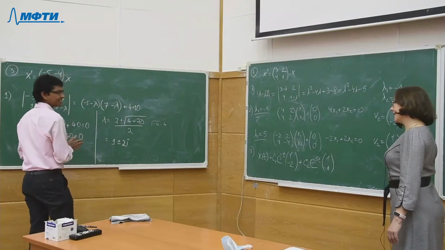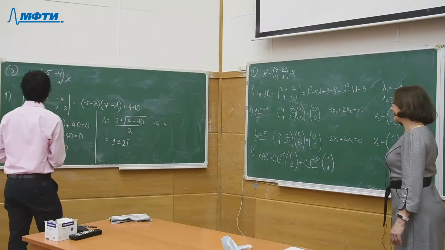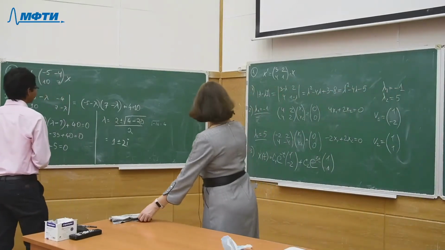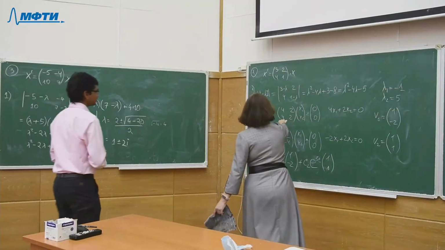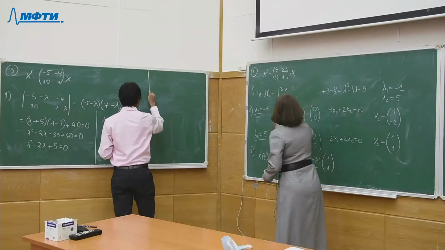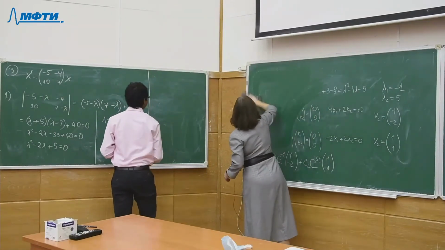Now eigenvalues, and also eigenvectors. So you need to do the same, just the same. Substitute, and you will get complex. You may use this part of the blackboard.